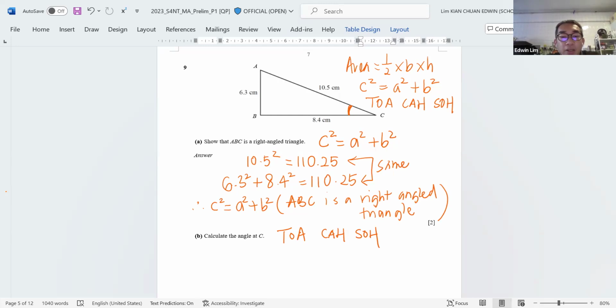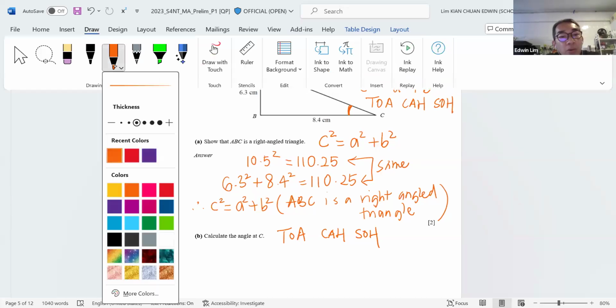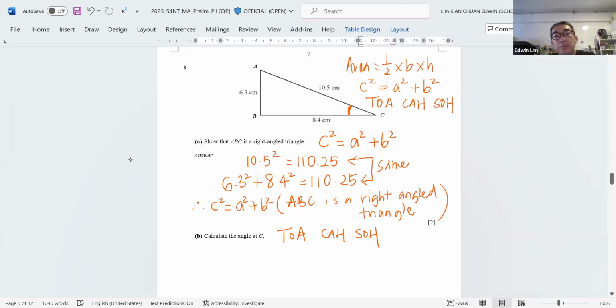9b. Calculate the angle at C. Since C is the angle that I have to find, the first thing before I can find the angle, I must put in my HOA first. So put in my HOA. Longest side is always H. Opposite the angle that I want to find, in this case C, so the 6.3 side will be the O. The other side will be A.